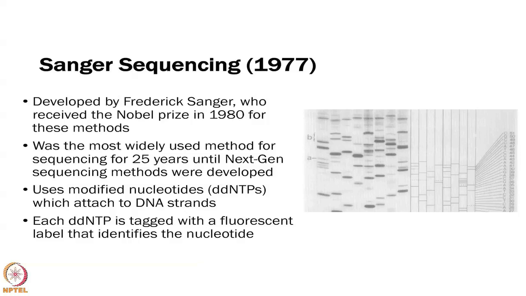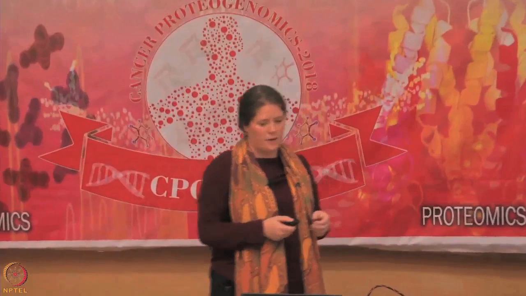Okay. So just two slides on the history of sequencing, because I think it's important to start there. Sanger sequencing, how many people have heard of Sanger sequencing? Okay, great, wonderful. This was developed by Frederick Sanger, who received the Nobel Prize in 1980 for these methods. It was the most widely used method until next-gen sequencing came around, and we're going to spend most of our time talking about next-gen sequencing. What this method did was use modified nucleotides which attached to the DNA strands, and each of them was tagged with a fluorescent label that identified which nucleotide it was. I'll show a schematic of this.